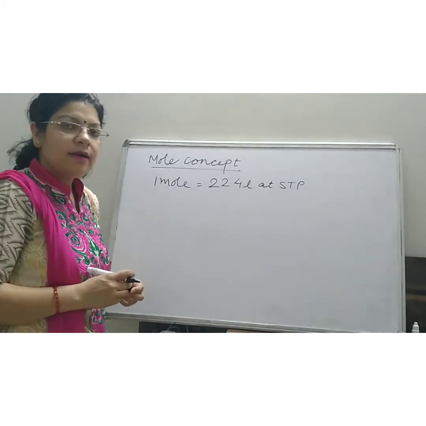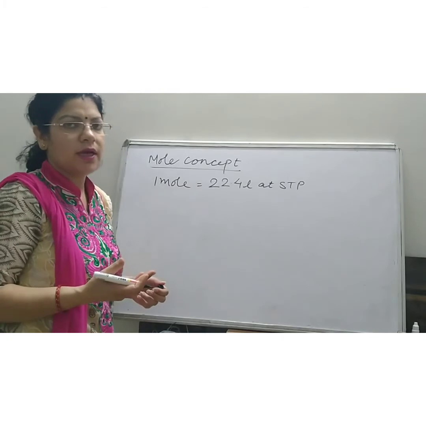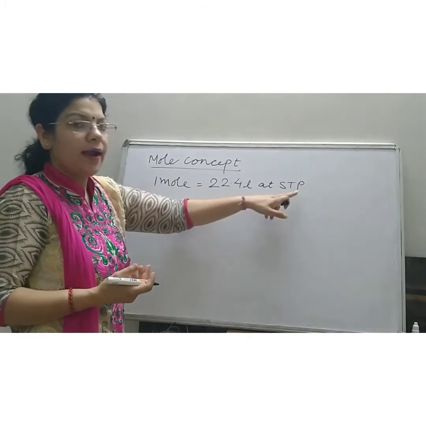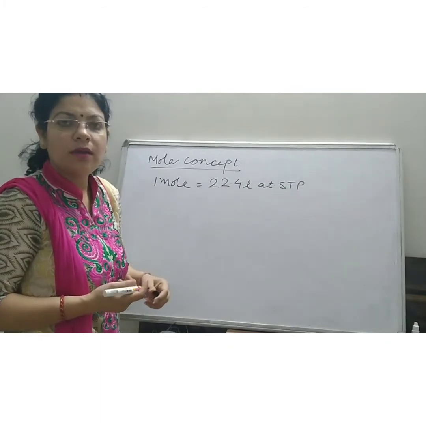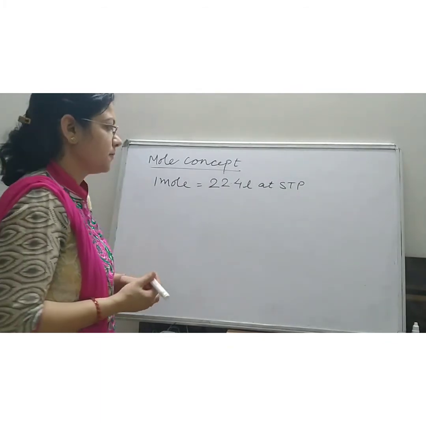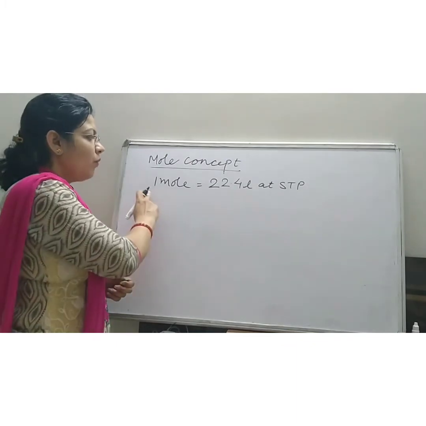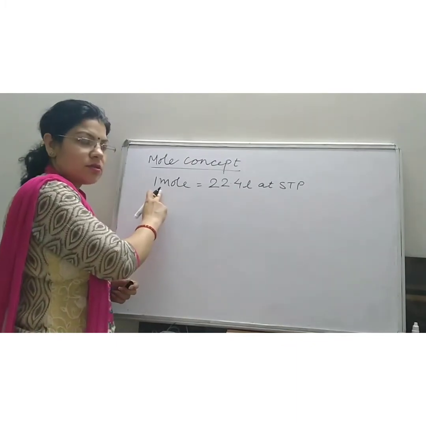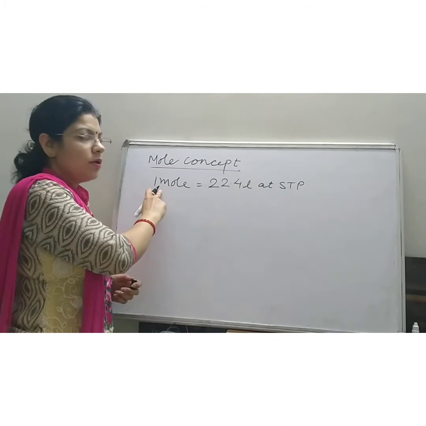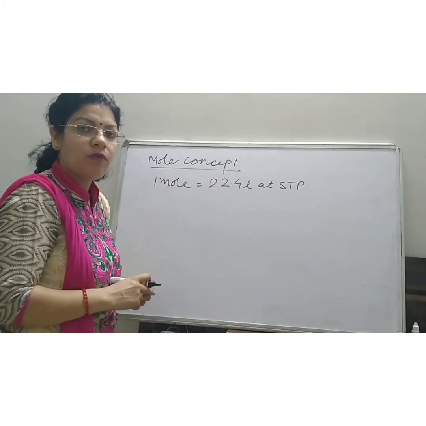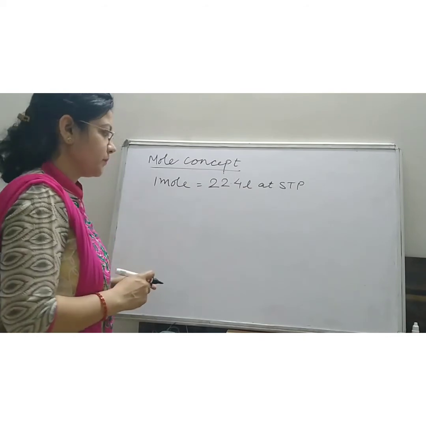Here the standard temperature is room temperature, that is approximately 25 to 27 degrees Celsius, and standard pressure is 1 atmospheric pressure. At standard temperature and pressure, 1 mole of the substance is always equal to 22.4 liters of its volume.